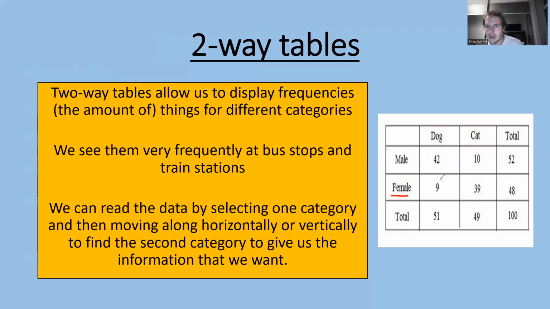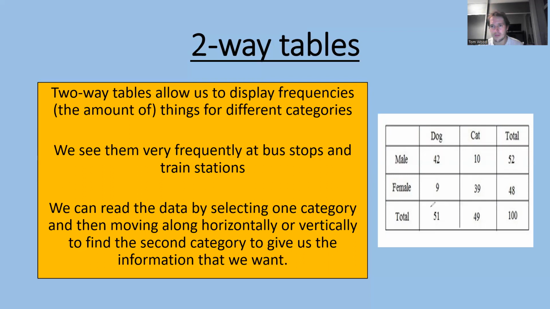Okay, fantastic. If I wanted to know, well, how many male animals were there in total? Well, I've got 42 male dogs, 10 male cats, and then I've got my overall total of males here, 52. If I wanted to know just how many dogs were there, okay, dog here, male, female, and total, 51. So you can see you can read a lot of information very easily from this, and you can look at a lot of statistics and probabilities from this as well.